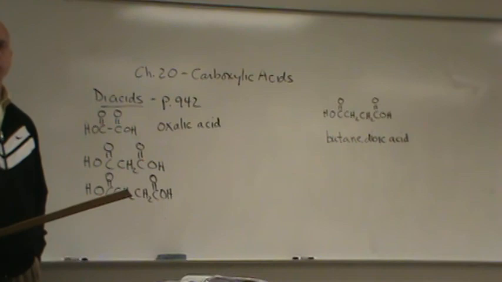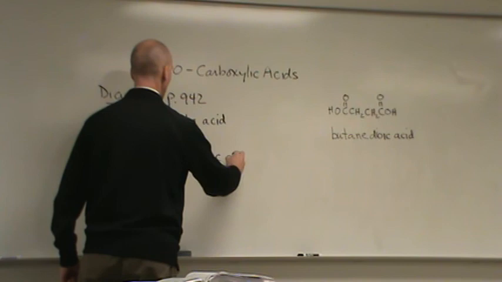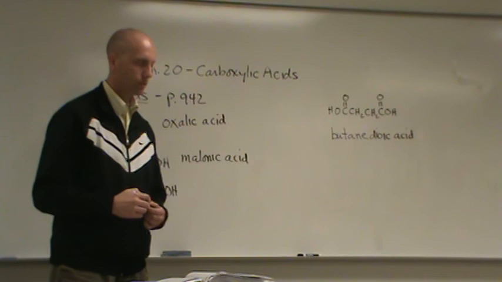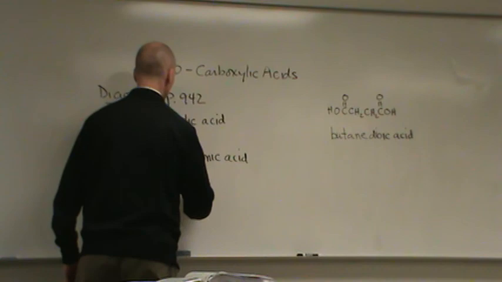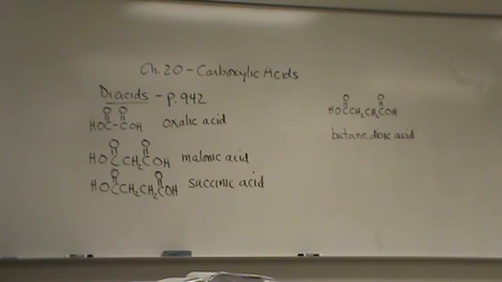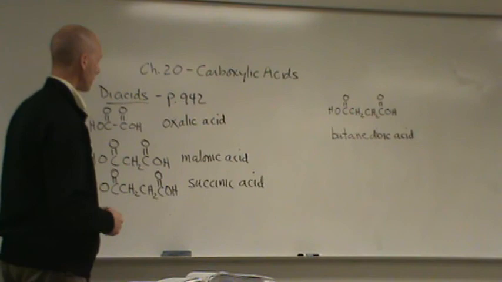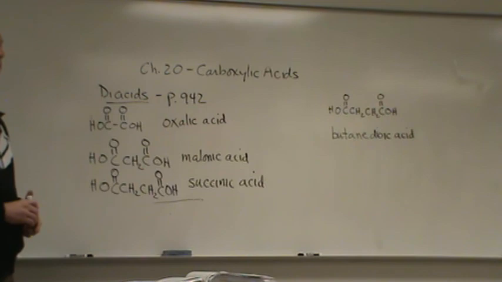Okay. This one down here is often called malonic acid, and the 4-carbon is often called succinic acid. Okay. And you can continue to lengthen the chain and get into the other ones like glutaric, adipic, and so on. But I'll only hold you accountable for these first 3 names.